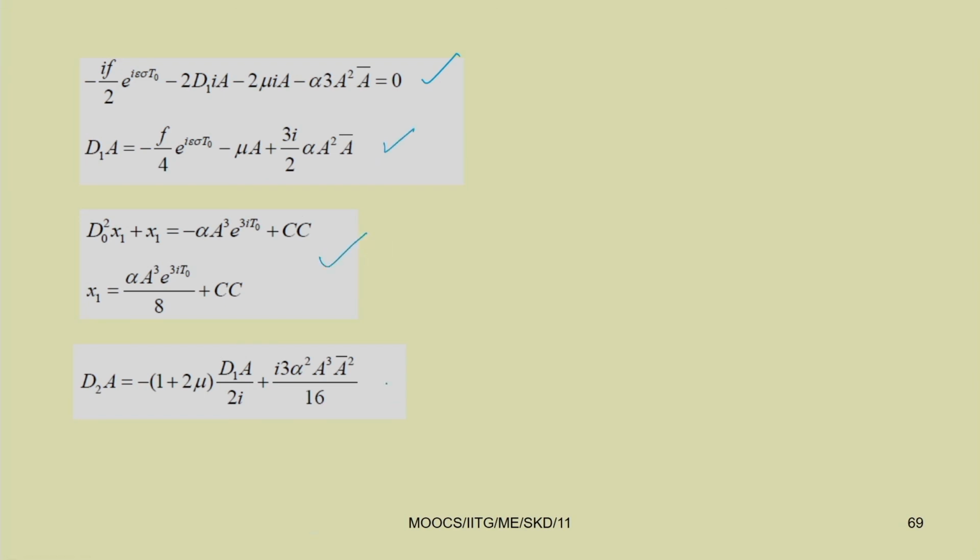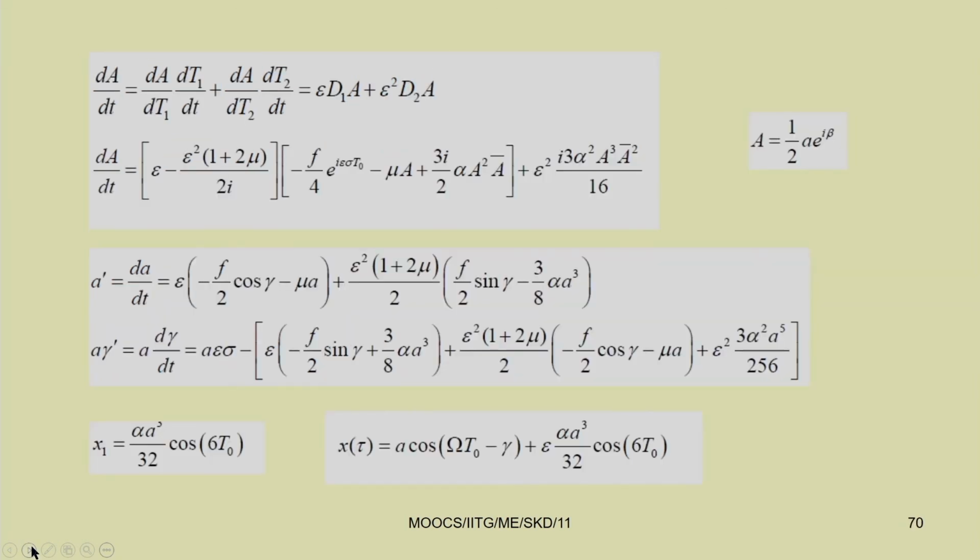Similarly, we can get D2A by substituting this x1, x2 in the third equation and eliminating the secular term. Then you can note this point actually.